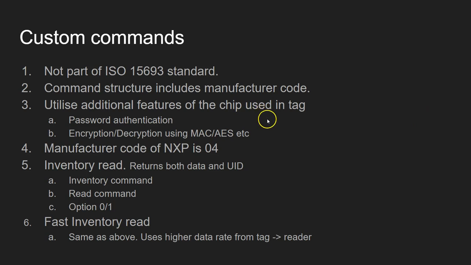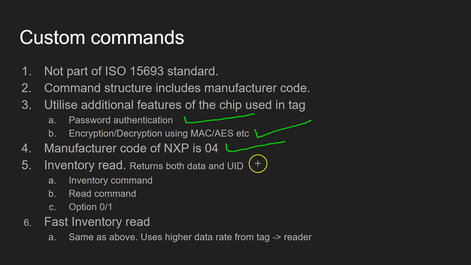The main advantage is to utilize some additional features of the chip or the tag. Say for example, there could be custom commands to authenticate the password. There could be some custom commands to encrypt and decrypt using MAC and AES. So this we already know, the manufacturer code for NXP is 04.